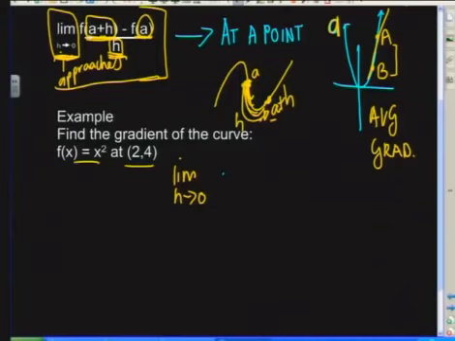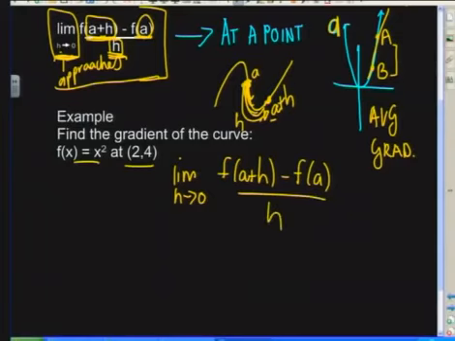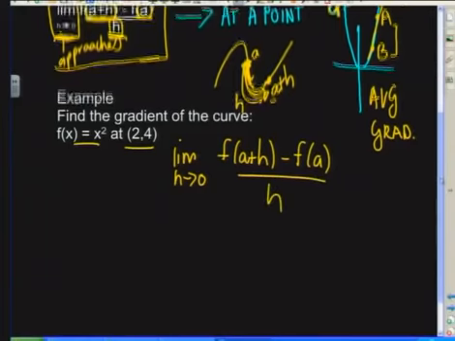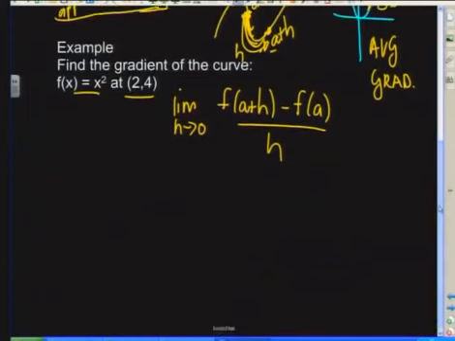And it's f of a plus h minus f of a all over h. And as you'll see in the next slide, we will replace the a's with x's. Okay, but in this case, I'm saying that a is this point 2. Okay, so just plugging it into the formula.